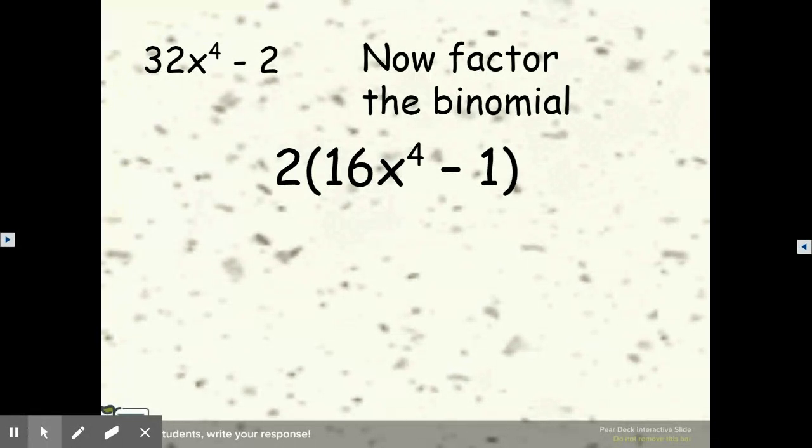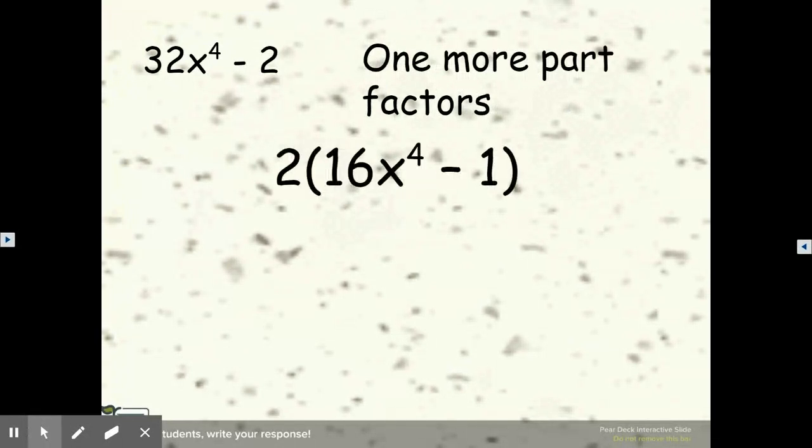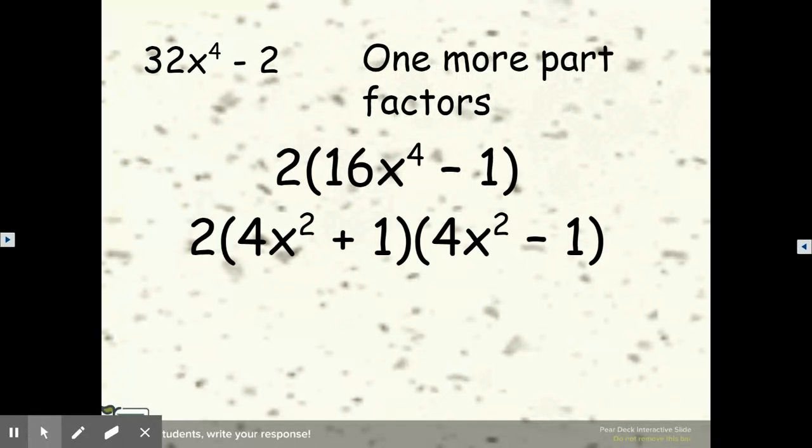16x to the fourth is a perfect square, so this is a plus b, a minus b. So I get 4x squared plus 1 and 4x squared minus 1, because the middle terms are positive 4x squared and negative 4x squared. Now we're almost done, but we want to just double check to make sure these binomials don't factor. 4x squared plus 1 is a sum of squares. They don't factor. 4x squared minus 1 is a difference of squares.